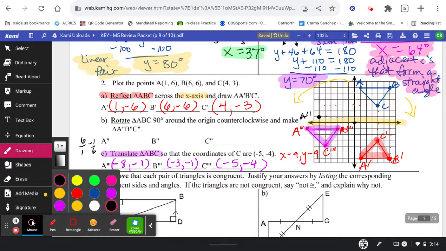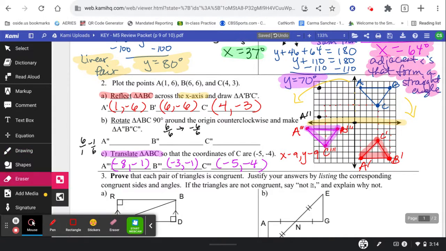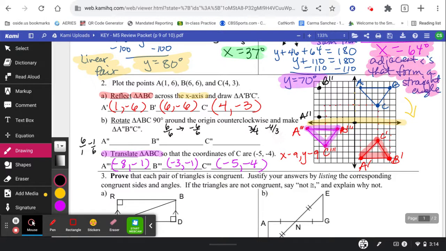All right, B, I go up 1, 2, 3, 4, 5, 6 over 1, 2, 3, 4, 5, 6. So flipping that slope means I'm going to go down 6 and over 6. Here comes my B double prime. And last is C, up 3 over 1, 2, 3, 4. Flip to down 4, right 3. And there's my C double prime. Connect it.